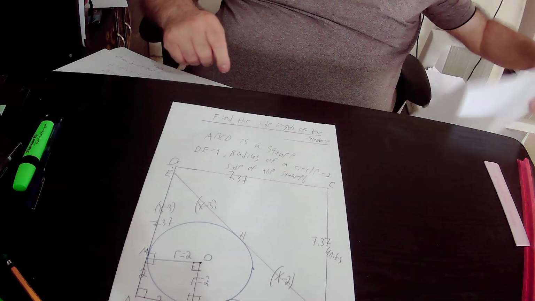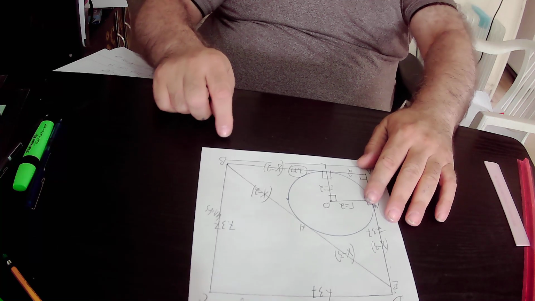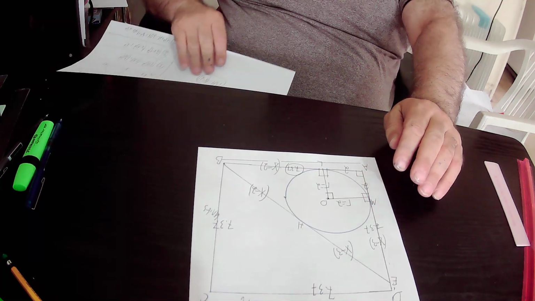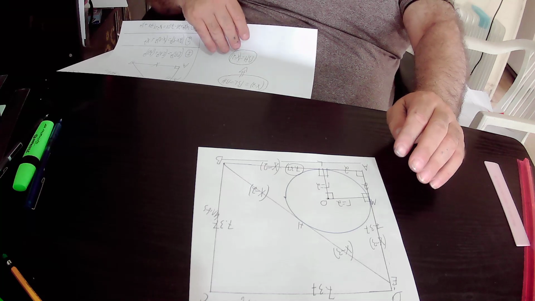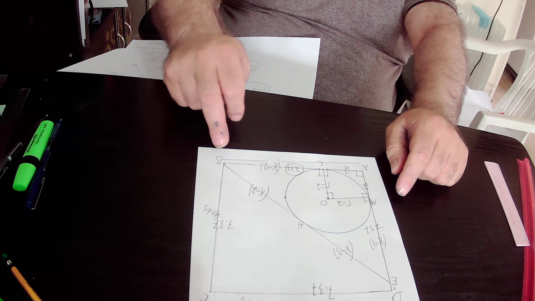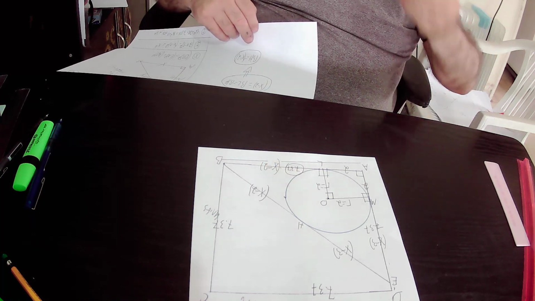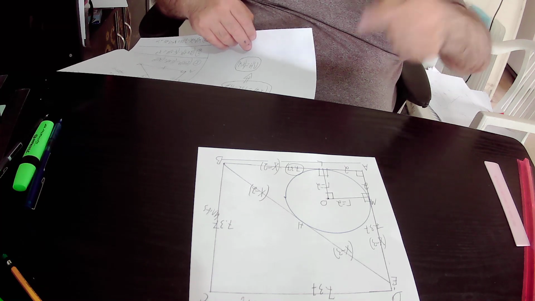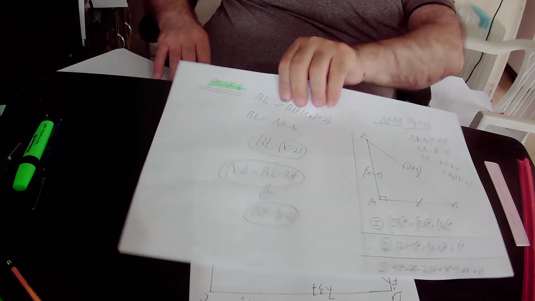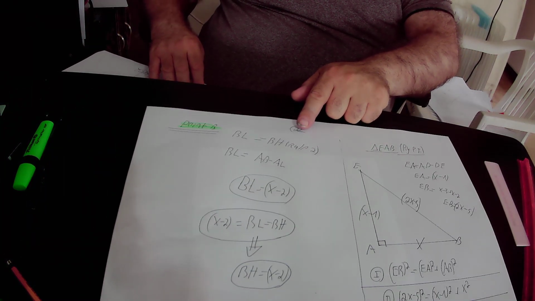Then we focus on the common external point B. From this common external point B, we have 2 tangents to this circle. The first tangent is tangent BL, and the second tangent is tangent BH. According to rule number 2, the lengths of those 2 tangents must be equal to each other. That is to say, BL equals BH according to rule number 2.